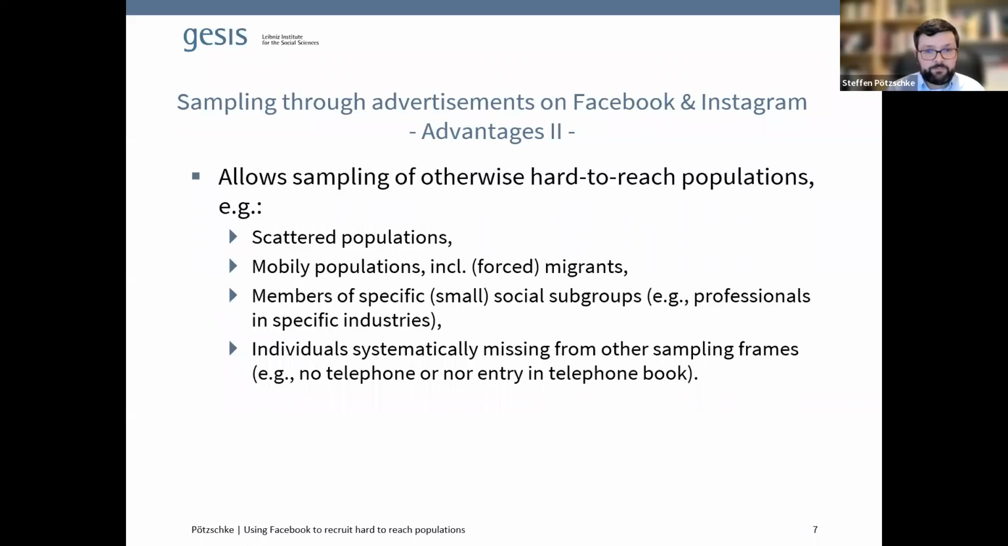The final point which we want to talk about today mostly is that this targeting method allows us to reach hard-to-reach populations. These are populations which we might not reach that easily with other sampling methods, namely, and these are just examples, of course, scattered populations, very mobile populations, members of specific small social subgroups, or individuals who are missing systematically from other sampling frames.